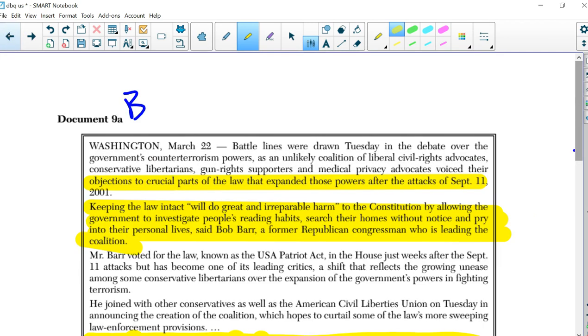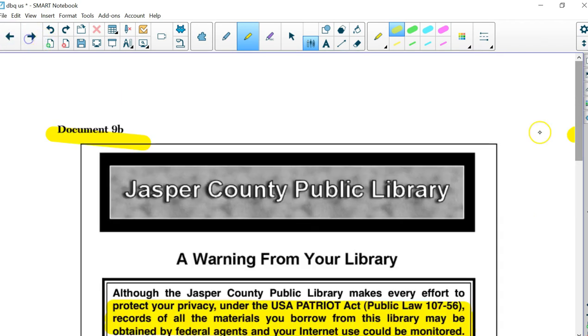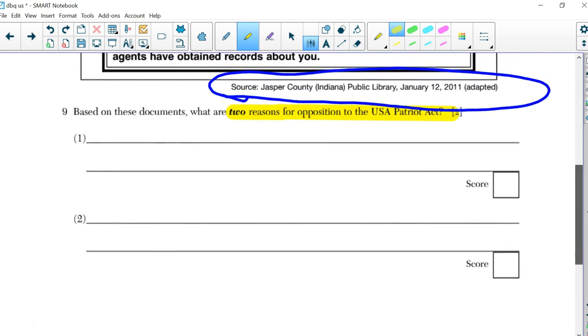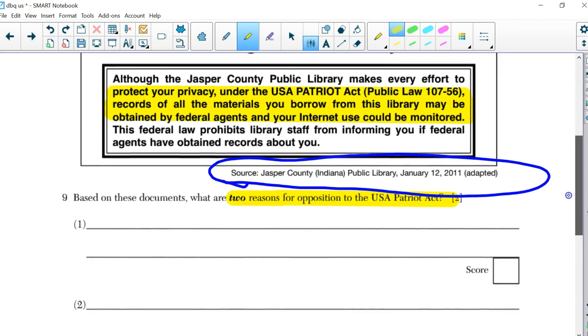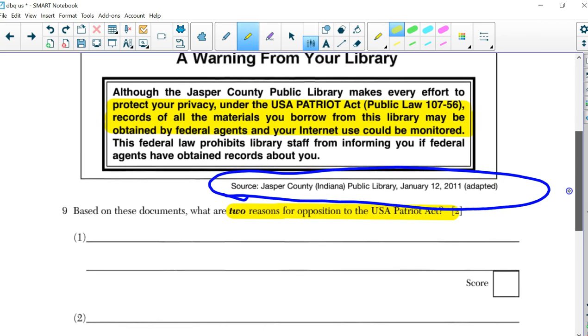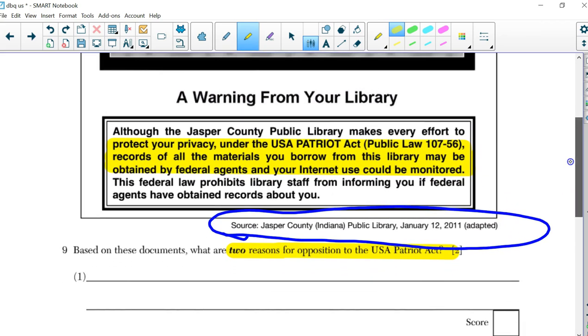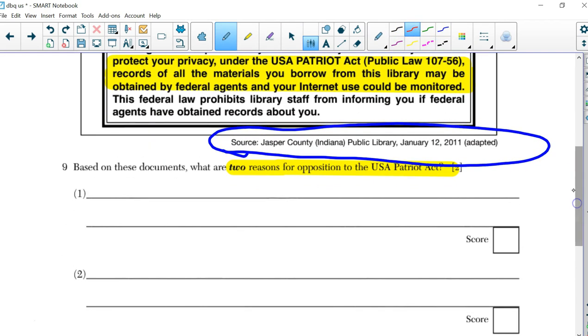Okay? All right. So we're looking for 2 reasons. I'm going to word it the way it's worded here. Based on these documents, what are 2 reasons for opposition to the USA Patriot Act? I found more than 2. I'm sure you probably have as well. Okay? 2 reasons.